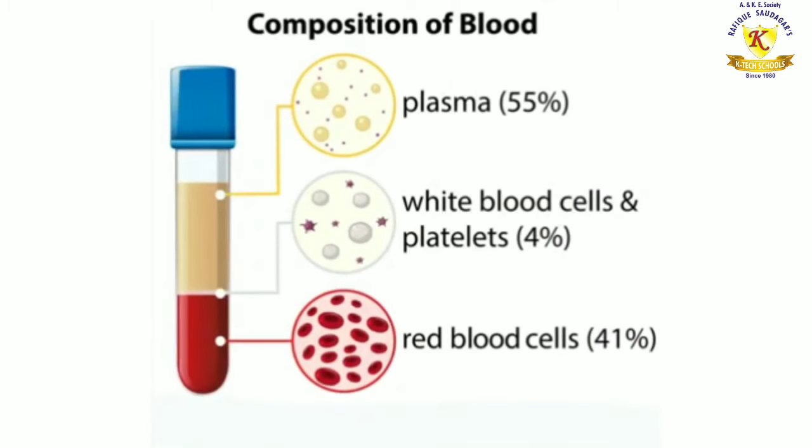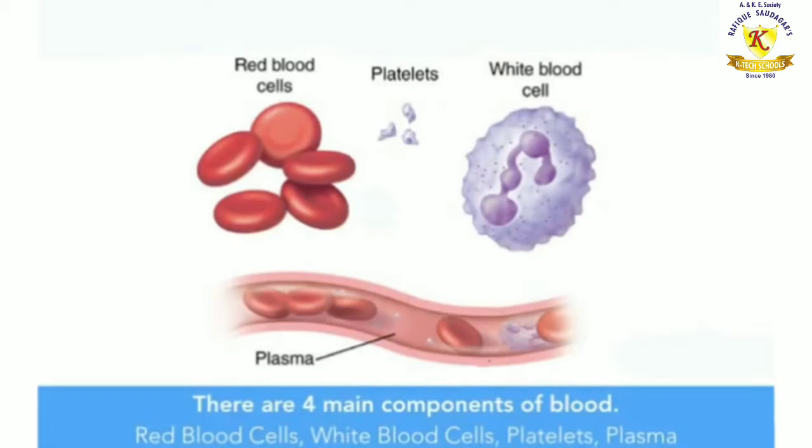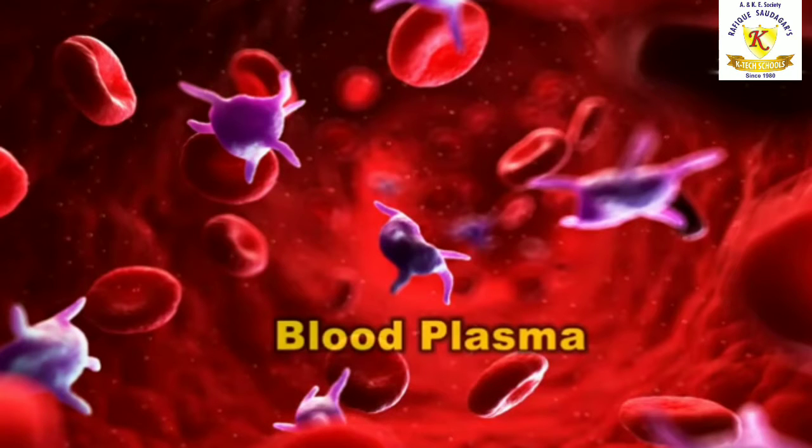Now, blood is composed of approximately 55% plasma and 45% formed elements. These formed elements in the blood include the cells and cell fragments such as red blood cells, white blood cells and platelets. As you can see in the picture, the white blood cells, red blood cells and platelets. Now let us study the blood plasma.